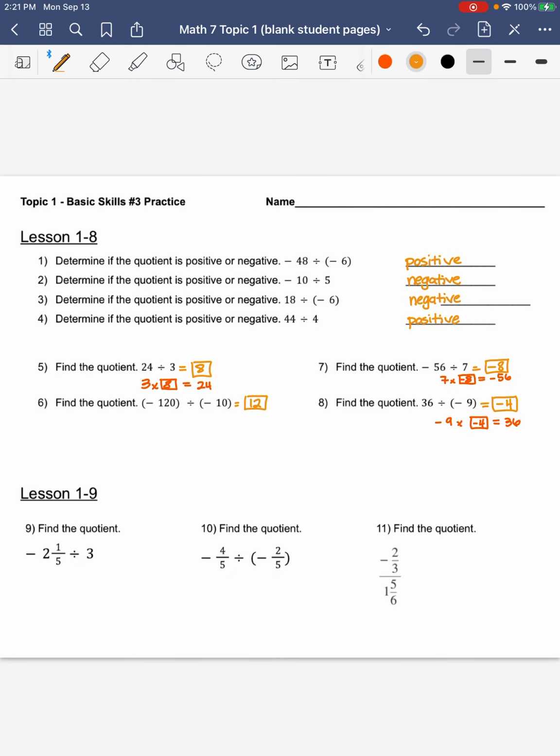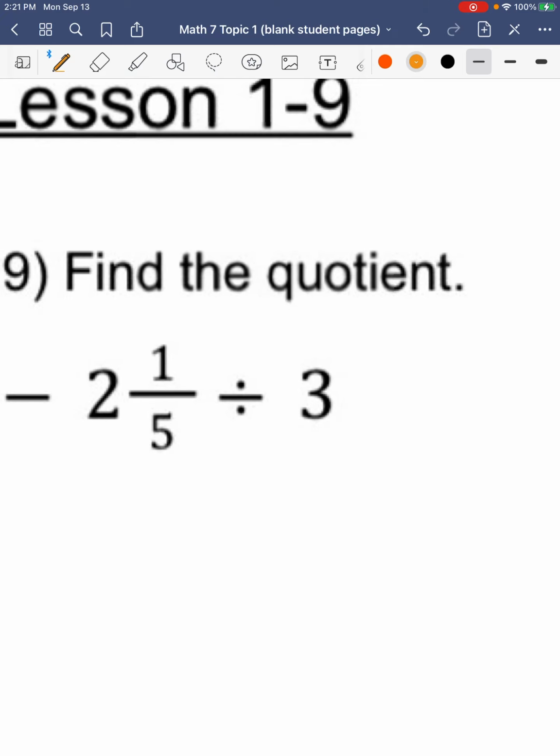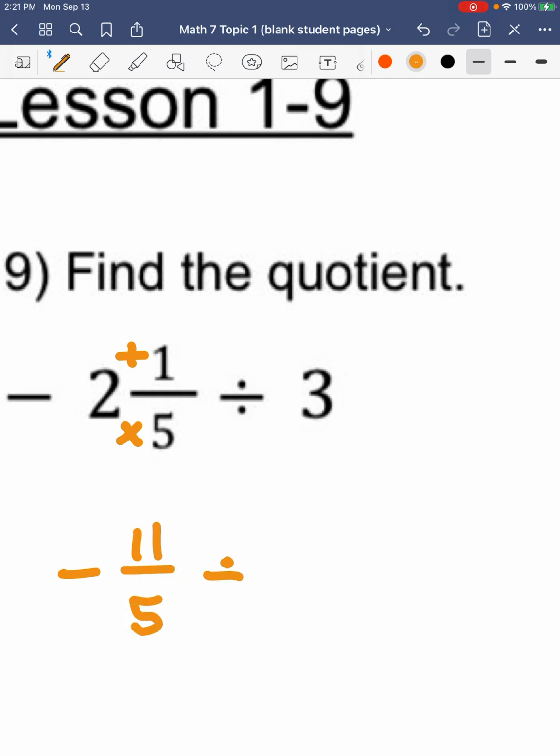Okay, moving on, lesson 1-9. Now we're dividing with rational numbers. So in number 9, it says to find the quotient. So I'm first going to rewrite this right here as an improper fraction. So the way I do that is I start at the bottom. 5 times 2 is 10, plus 1 is 11, and it's negative. So negative 11 over 5 divided by, now I'm going to write this whole number as a fraction. So the way we do that is we just put it over 1. 3 over 1.